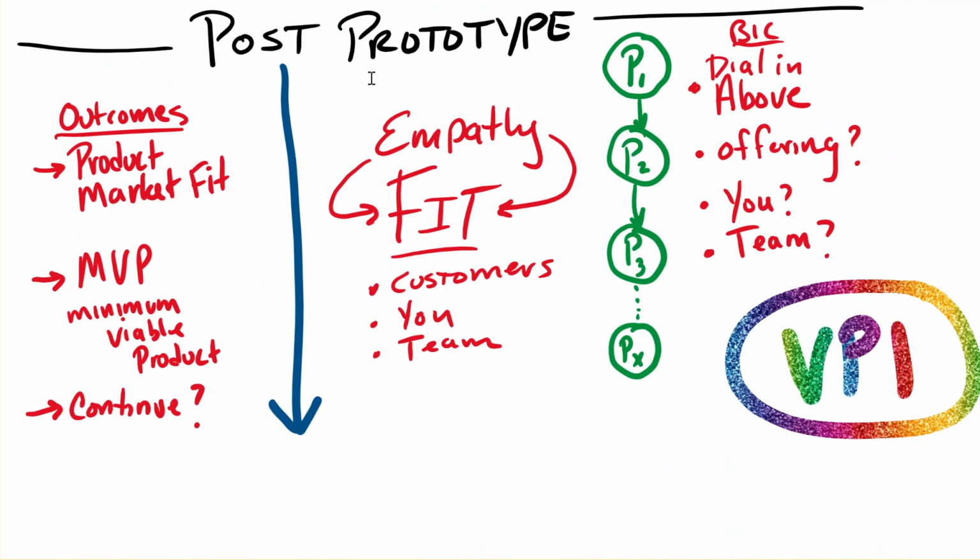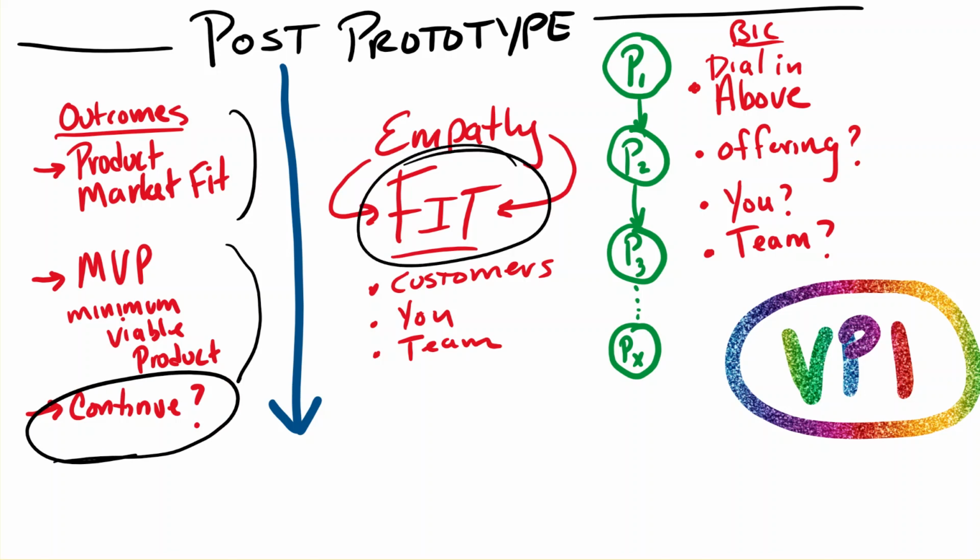Next, we move on to post-prototype. And here the outcomes expand. We're looking for product market fit. We're looking for building out your minimum viable product, something that functions at a minimum level in terms of meeting the needs of the customer. And at the end of this stage, you have to make a decision. Do I continue, or do I change my direction? And here, the big thing is we're looking for fit.